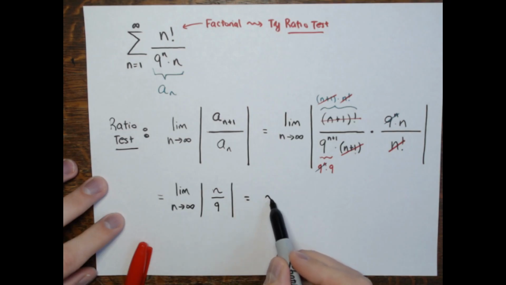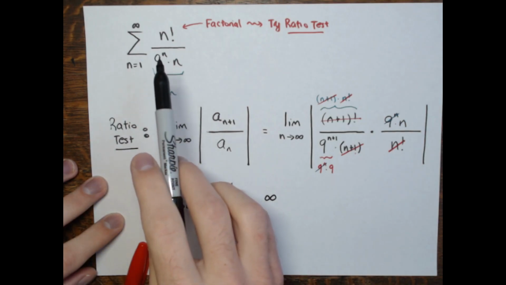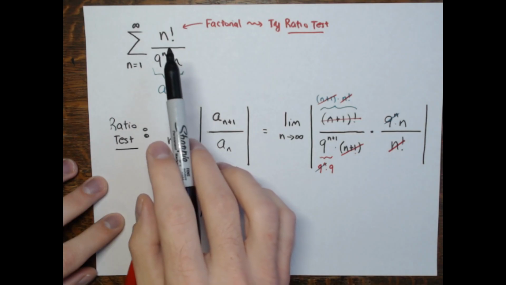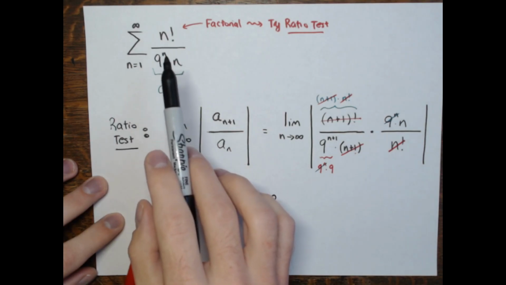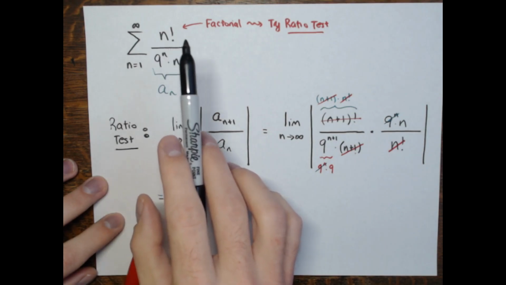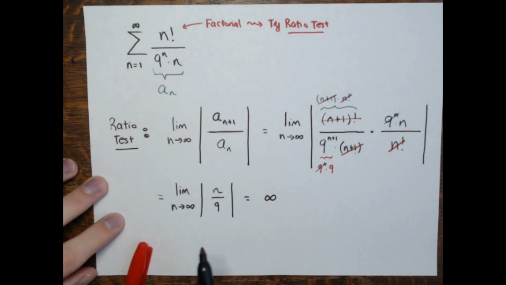Which is definitely an infinite limit. All right, so this is approaching infinity, which would imply that the terms of our series aren't even going to 0. And I said it earlier, right? Factorials grow faster than exponentials. So this numerator would be getting much, much larger than the denominator. So the terms aren't even going to 0.